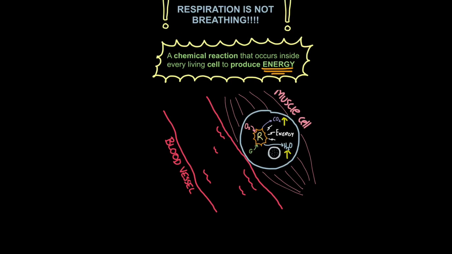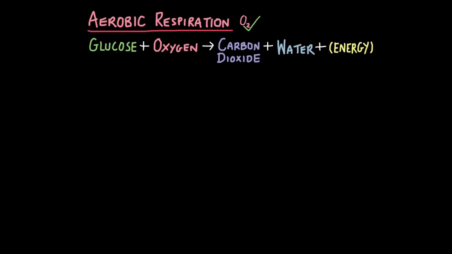So remember, respiration is not breathing. Instead, it's a chemical reaction that occurs inside every living cell to produce energy. It uses oxygen and glucose, which it reacts together within the cell, to produce energy and two waste products, carbon dioxide and water. Oxygen and glucose move into the cell by the process of diffusion, and carbon dioxide and water are removed from the cell by the process of diffusion. If you understand that, then we're ready to move on to the next bit.